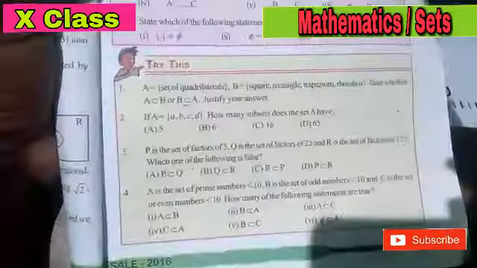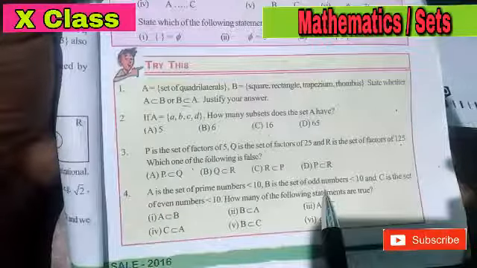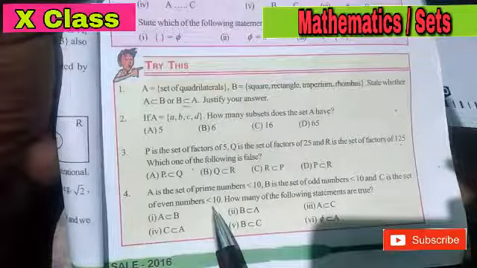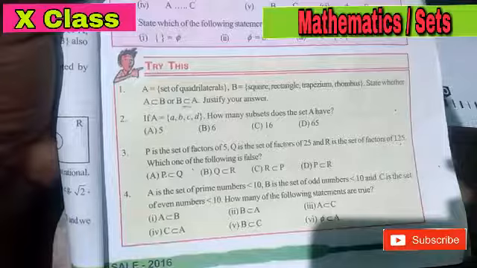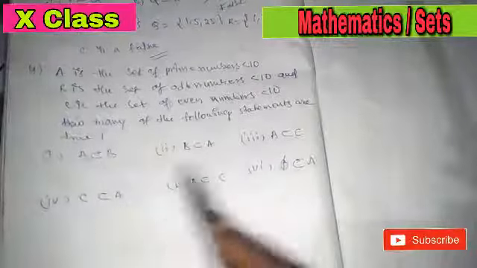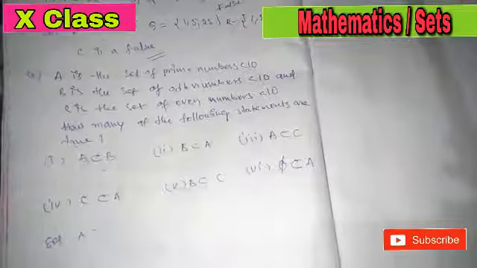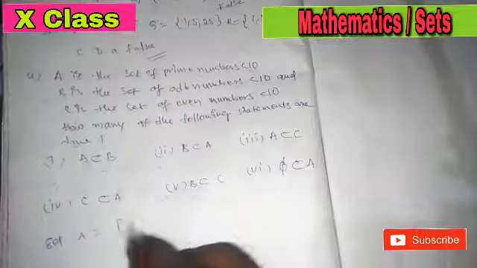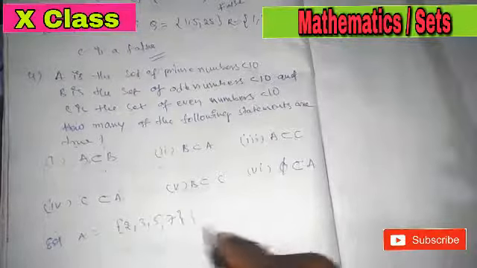Okay. Next, the fourth question. A is a set of prime numbers less than 10, B is a set of odd numbers less than 10, and C is a set of even numbers less than 10. How many of the following statements are true? So we are going to write the true statements. I wrote the question here. First of all I am going to write the elements of the sets. A is a set of prime numbers less than 10. What are the prime numbers? 2, 3, 5 and 7.